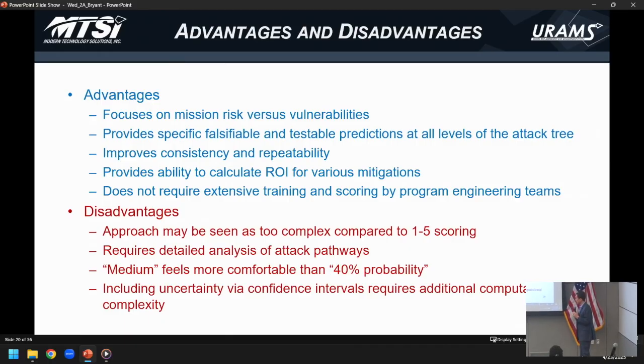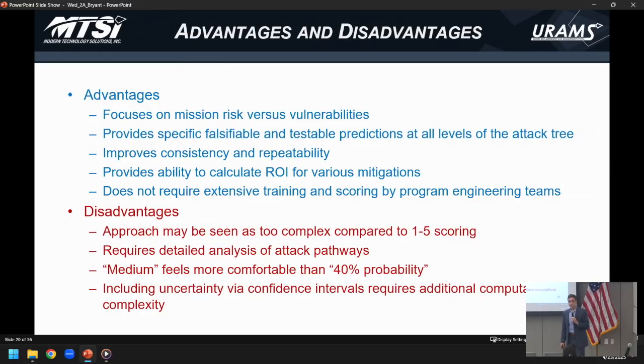Medium does feel more comfortable than 40% probability, mostly because it obscures our uncertainty. Whereas when we talk in terms of actual probabilities, we're kind of forced to face our level of uncertainty and explicate it. And in some cases, you may have to go to a program office or program manager and say, our best guess is it's somewhere between 10 and 90%. And that's not very satisfying, but that may be reality.